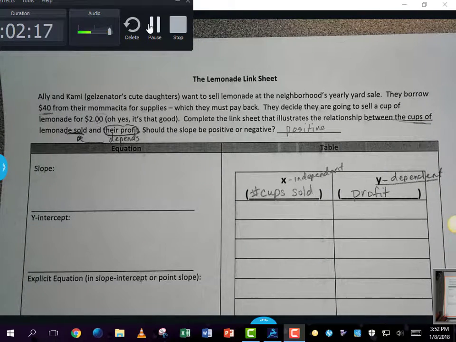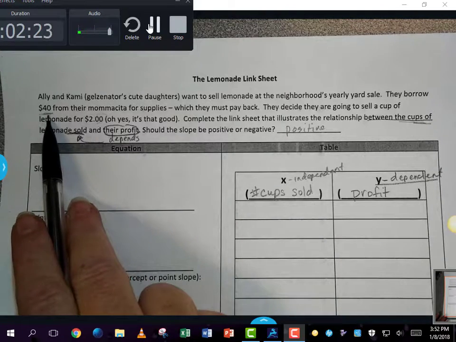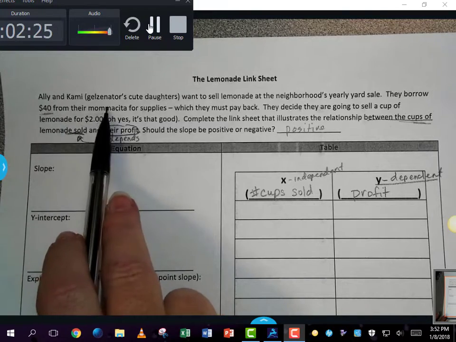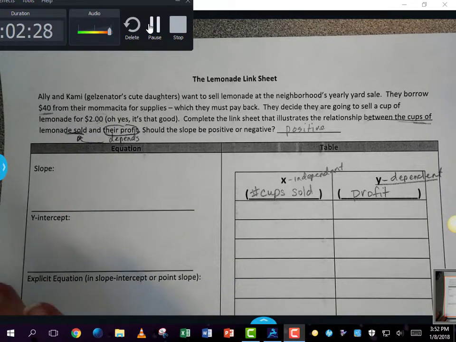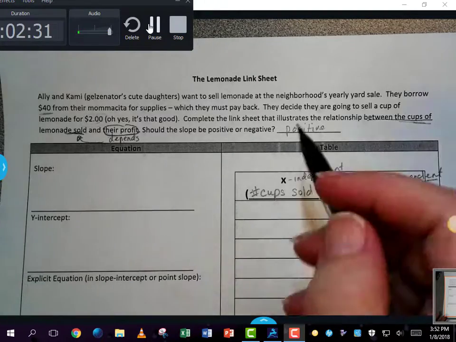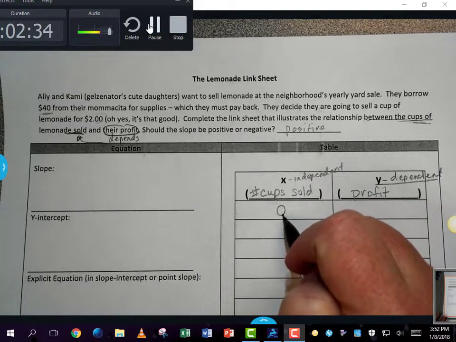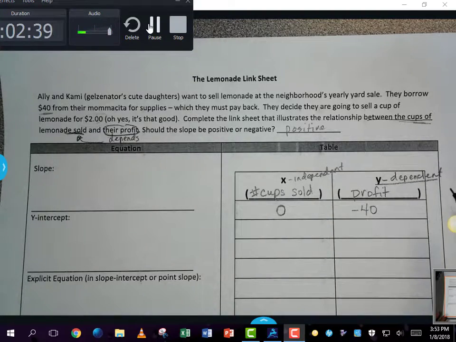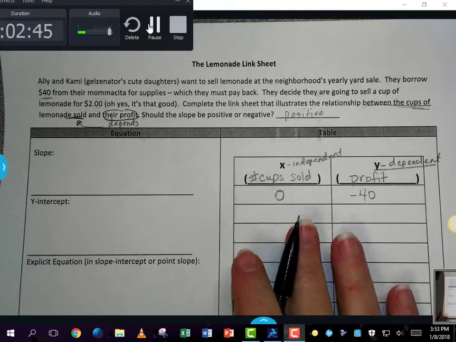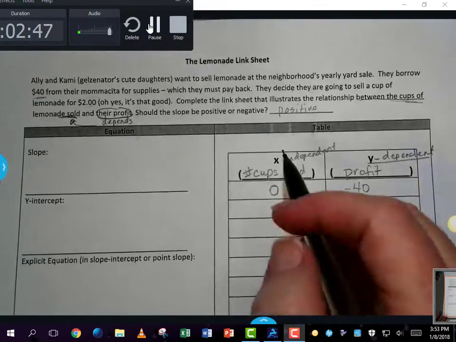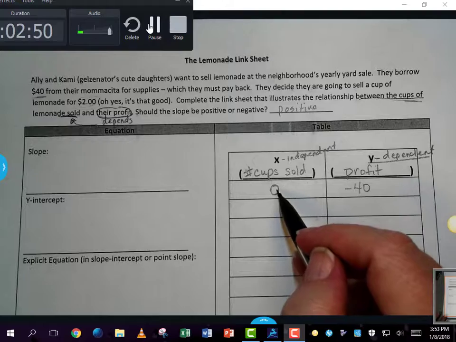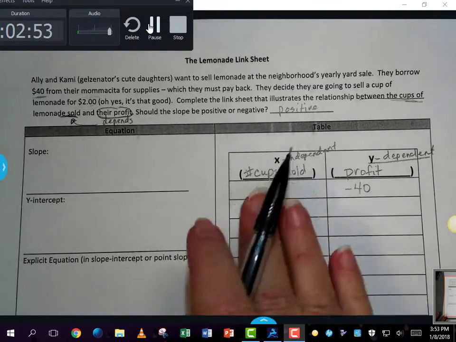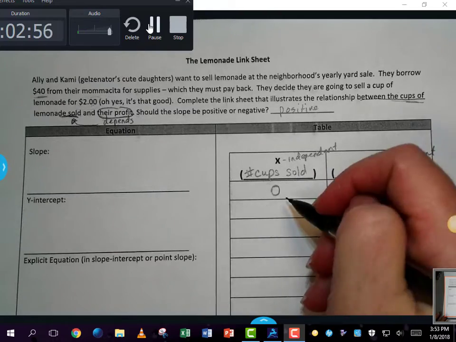So the first thing they have to do before they can go buy anything is they have to borrow $40. So if they borrow $40 from their mamacita, but they have not sold any cups of lemonade yet, it means when they have sold no cups, their profit is negative $40 because they have to pay back the $40 first. And you can count this however you want. You could count by 0, 1, 2, 3, or 0, 2, 4, 6, 8, 10. You can fill in these values however you want.